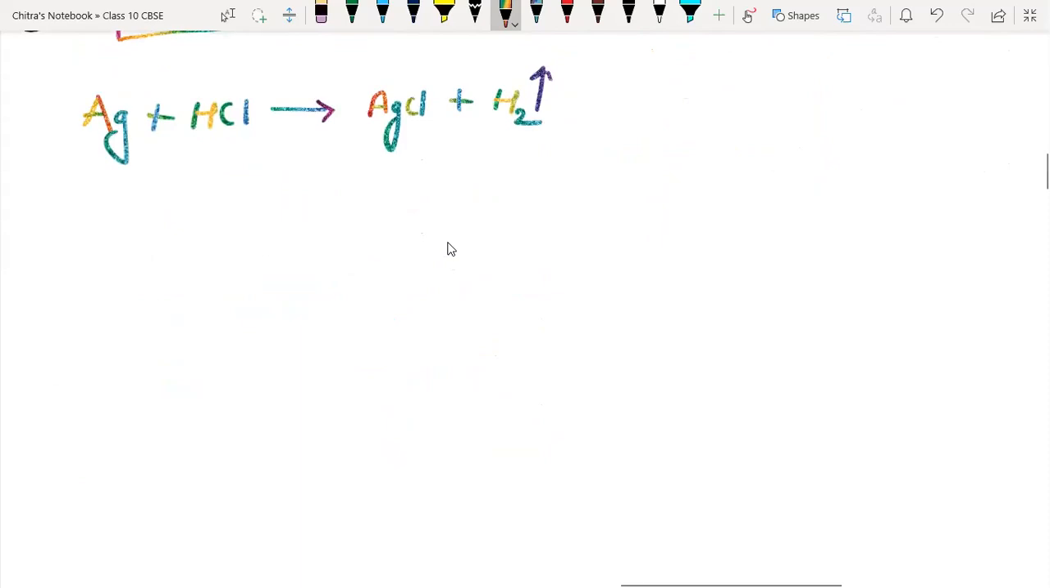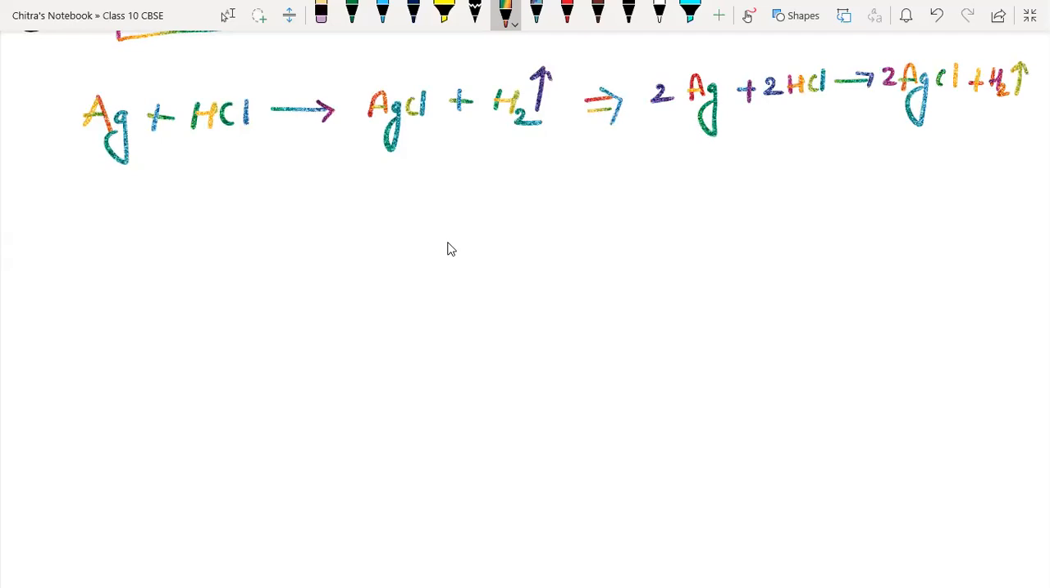Done, sir. Yes, sir. What is the reaction? Balanced reaction: 2Ag plus 2HCl gives 2AgCl plus H2. Okay, very fast. But you have to go through the process also. It is twice of Ag plus twice HCl equals to twice AgCl plus hydrogen. Okay, so this is the balanced chemical equation.